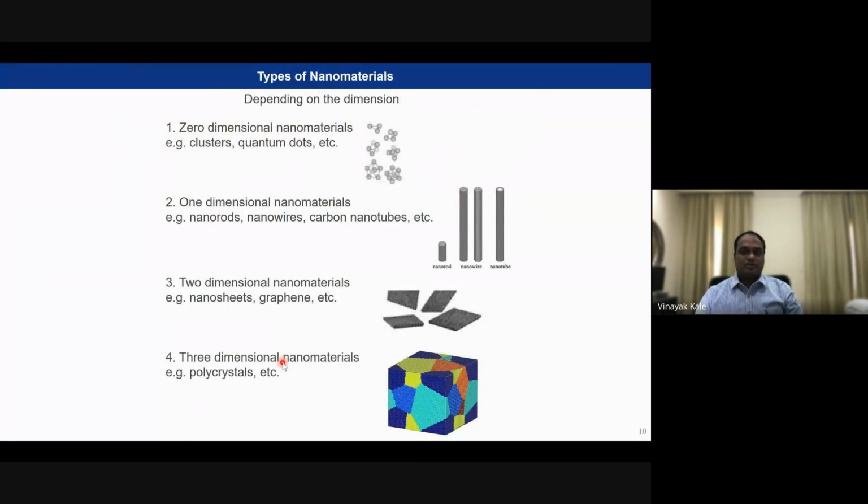So, what are the types of nanomaterials? Depending on the dimension, zero-dimensional nanomaterials are there, for example, clusters and quantum dots. One-dimensional nanomaterials, for example, nanorods, nanowires, or carbon nanotubes. Two-dimensional nanomaterials, that is, nanosheets or graphene, etc. And three-dimensional nanomaterials such as polycrystals.